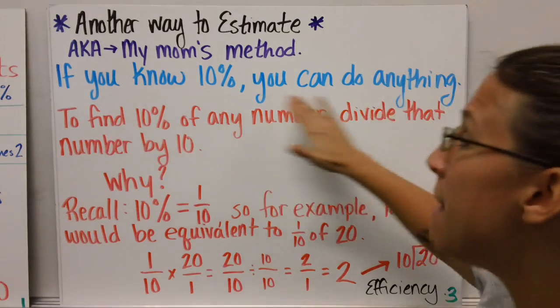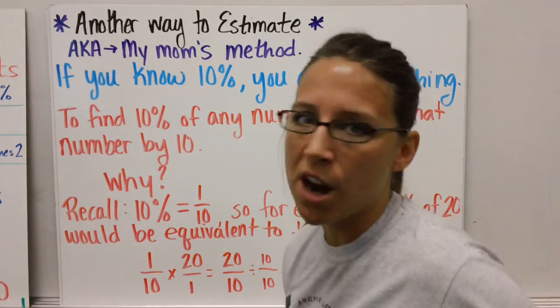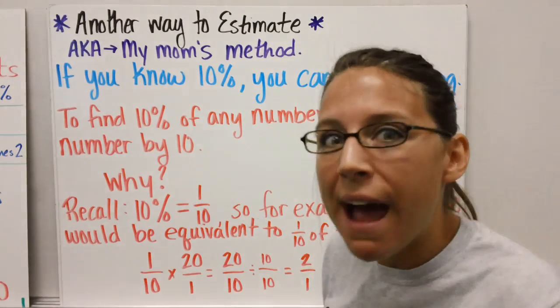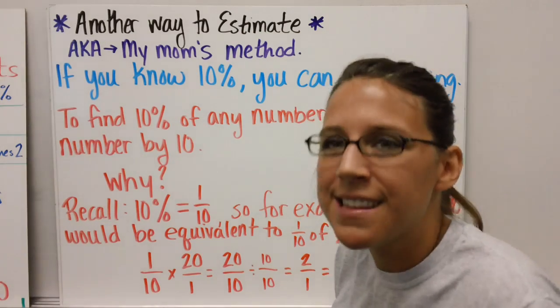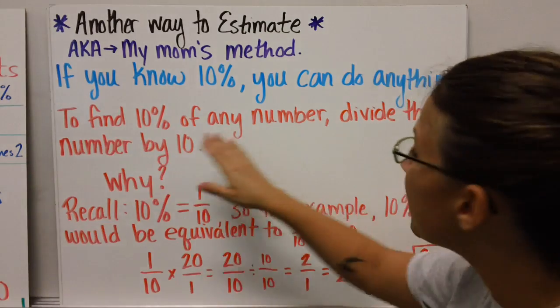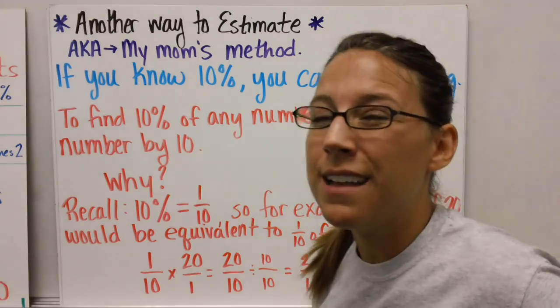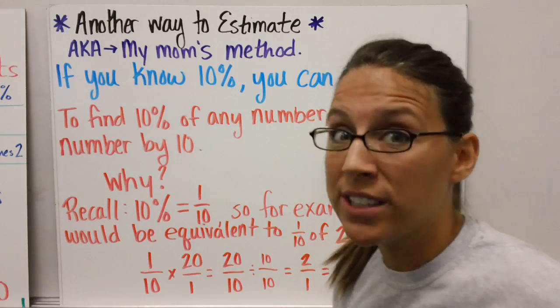Basically, if you know 10%, you can do anything. So if something's 20% off, or 25% off, or 30% off, you can figure out exactly how much off that is and then subtract it away and find out what you need. So to find out 10% of any number, you're going to divide that number by 10. And I can just tell you that and you can believe me, or I can show you why.